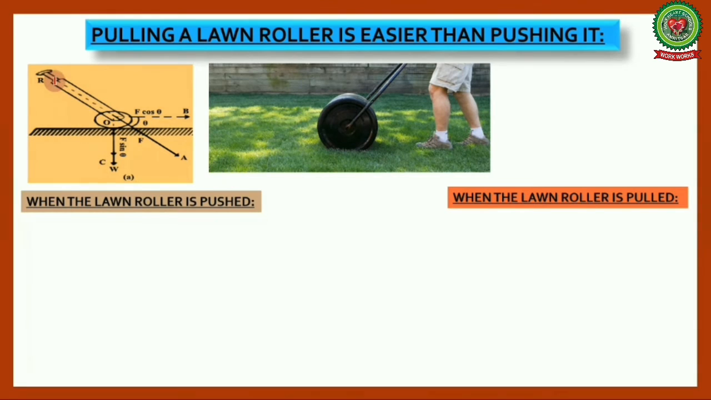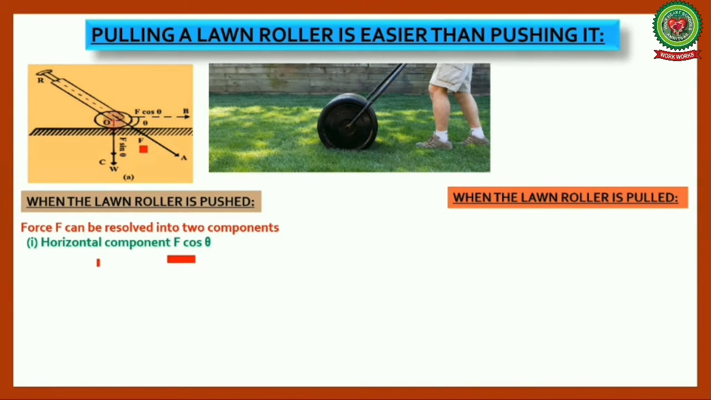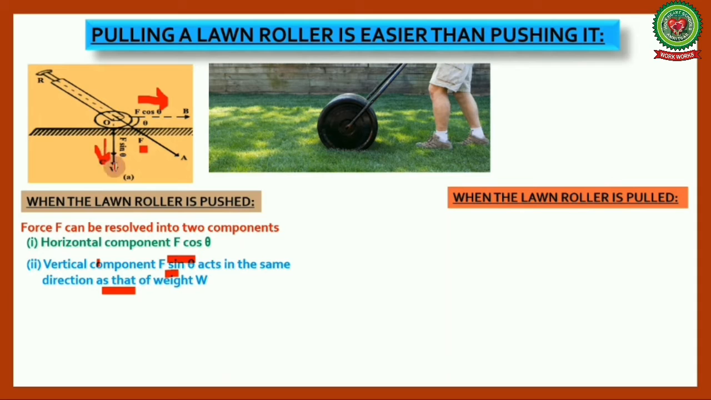See the diagram. In the first case, the lawn roller is pushed, so force F is applied along OA. The force can be resolved into two components. The first is the horizontal component F cos θ, which is in the forward direction and helps the lawn roller to move forward. The second is the vertical component, F sin θ, which acts in the same direction as the weight. So F sin θ is acting downward, and weight is also acting downward. Therefore, the net weight of the roller is equal to W + F sin θ.